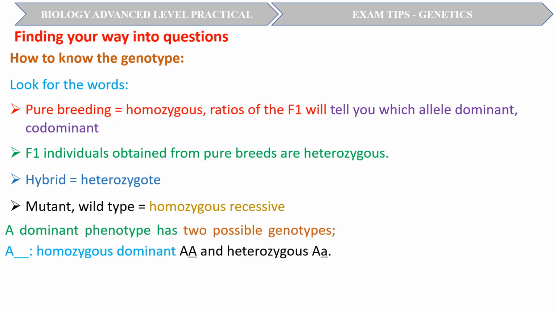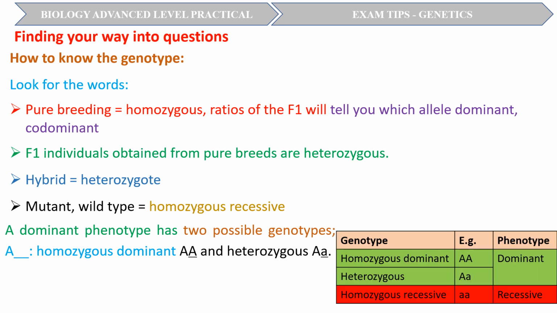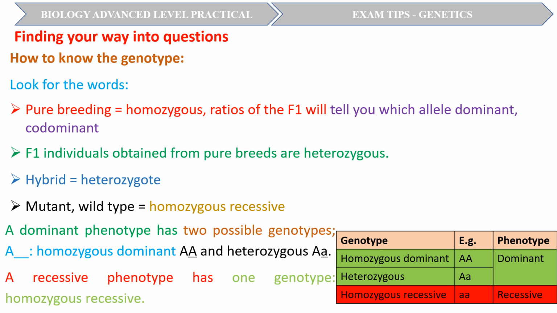In inheritance with dominance, a dominant phenotype has 2 possible genotypes: homozygous dominant and heterozygous. A recessive phenotype has only 1 genotype, homozygous recessive. Thus, from the question, it is often easier to know the genotype of an individual showing a recessive character, that is, homozygous recessive.